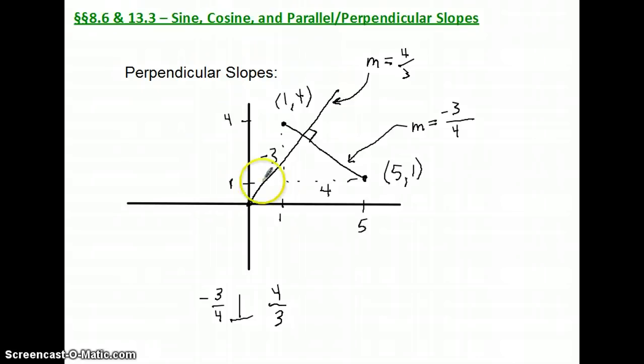So, well, if I went up here by 4, I could go out here by 3, and that should work, right? So this coordinate here should be on the line. Rise would have to be 4, and run would have to be 3. This isn't a great picture, but it's not bad.